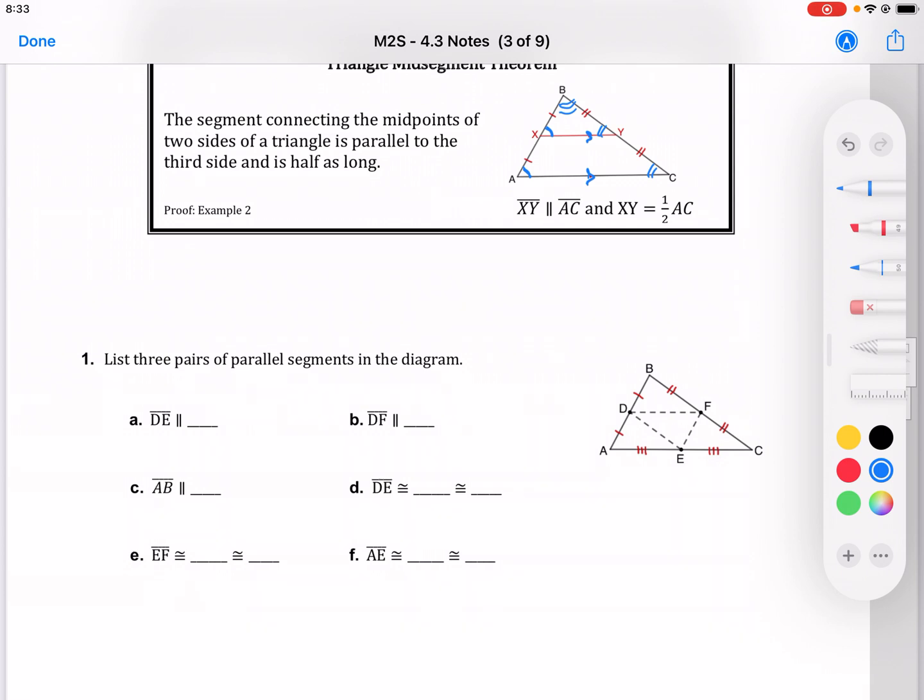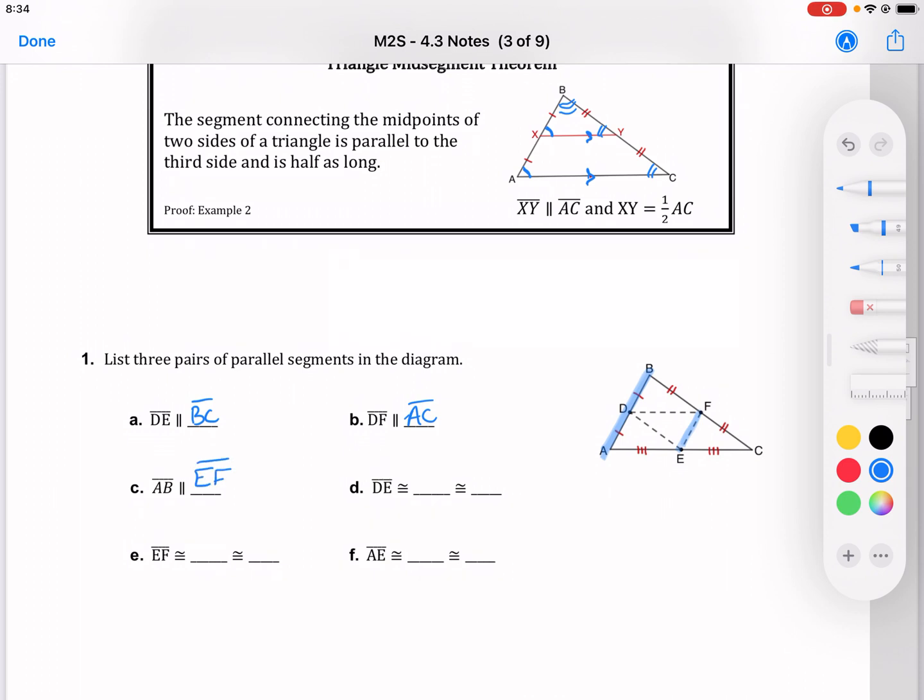First off, you need to be able to know which sides are parallel. If I'm doing DE, that means BC would be parallel. Likewise, if we're now looking at DF, so that's this one right here, AC would be parallel to that one. Just put segment AC. And then we'll look at AB. AB is this one right here. The segment that would be parallel would be EF, just that little segment right there.